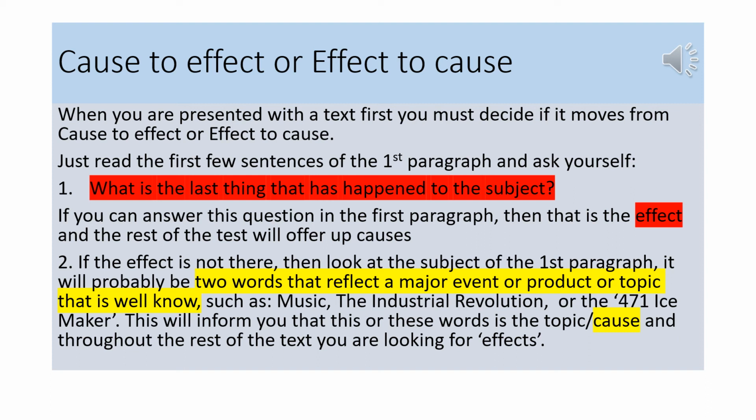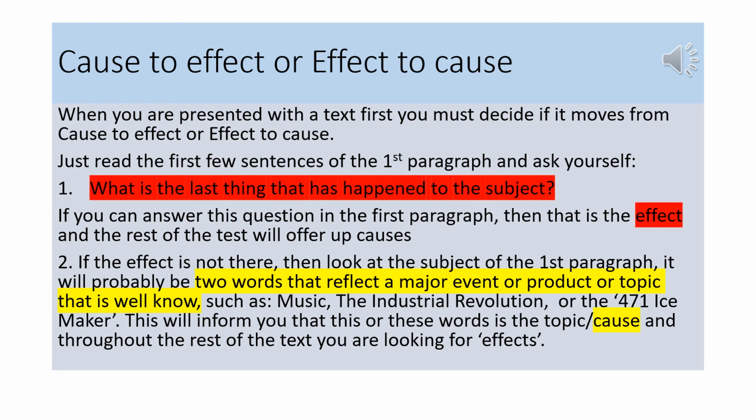If you answer this question in the first paragraph, then that is the effect. That's basically what it is right there. If you can answer the last thing that happened to your subject in that text, then there's just going to be a list of causes that come after it. Likewise, if the effect is not there and they're not telling you the last thing that happened, then look at the subject of the first paragraph. It's usually 2 or 3 words, and it's usually a major event, a product, or a topic, something that's very well known, such as music, the Industrial Revolution, or the 471 ice maker, which I just made up, but it'll have a title.